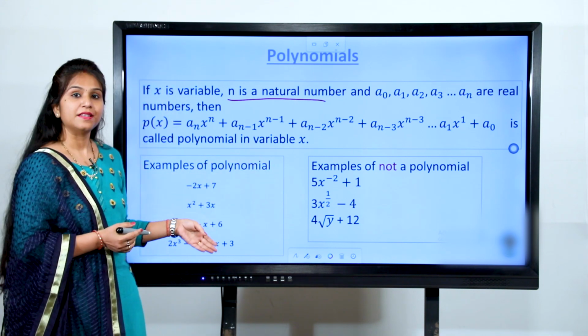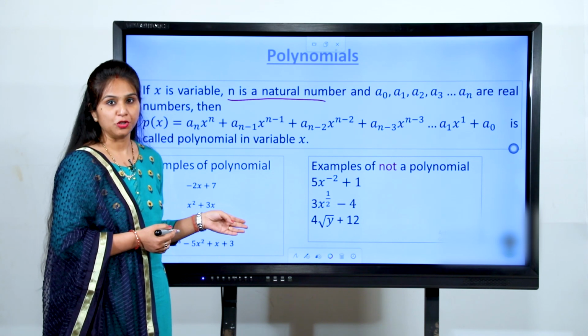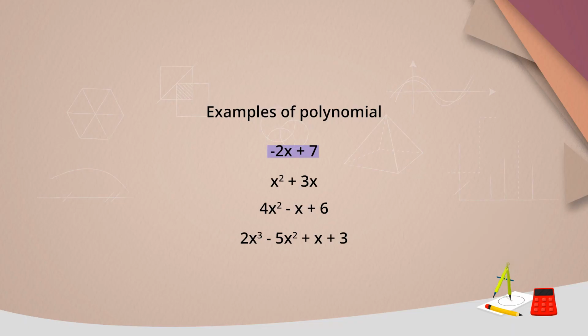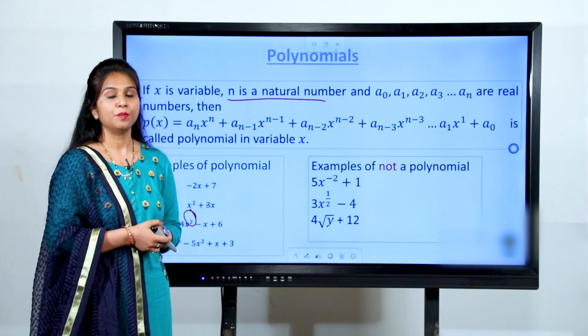Here on this side I have written a few examples of polynomials. Example number 1 is minus 2x plus 7. This is an example of a polynomial, as you can see the degree of x is 1. Similarly, the highest power in the second example, x square plus 3x, is 2. Therefore, this is also a polynomial. Next, 4x square minus x plus 6. Again you can see the highest power of the variable here is 2, so this is also an example of a polynomial.